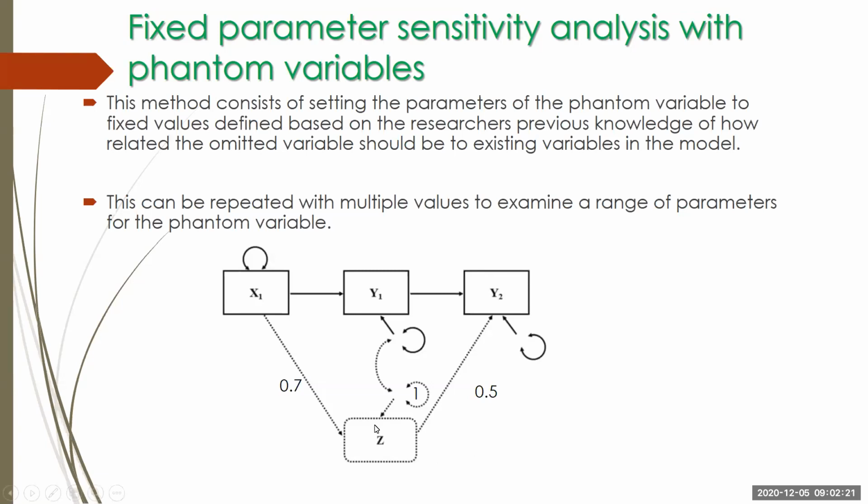So in this case here, the omitted confounder Z is being placed as an omitted variable in the model, and then two coefficients, 0.7, 0.5, were added as sensitivity parameters. So this approach would have to fit the model several times with different values for the sensitivity parameters. Remember, the sensitivity parameters like this 0.5 here are the values of the paths that are connected to the phantom variable.